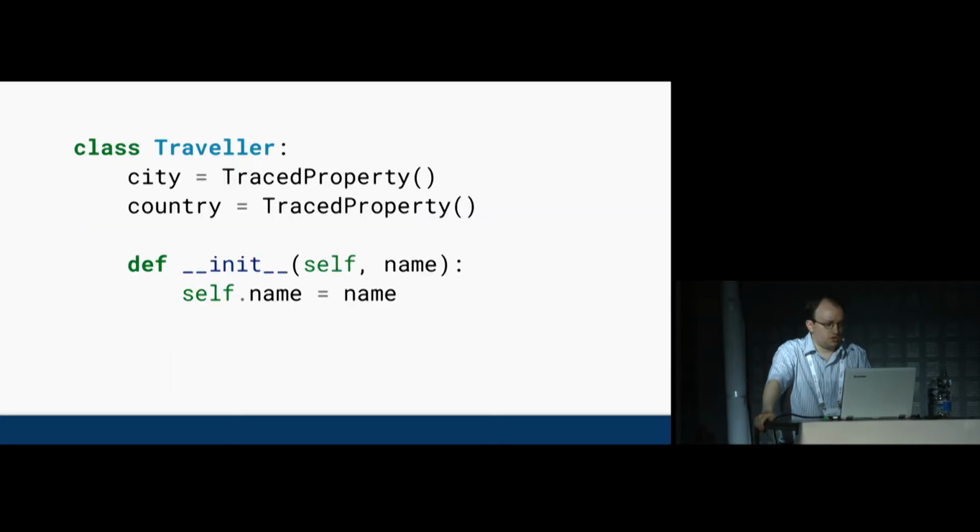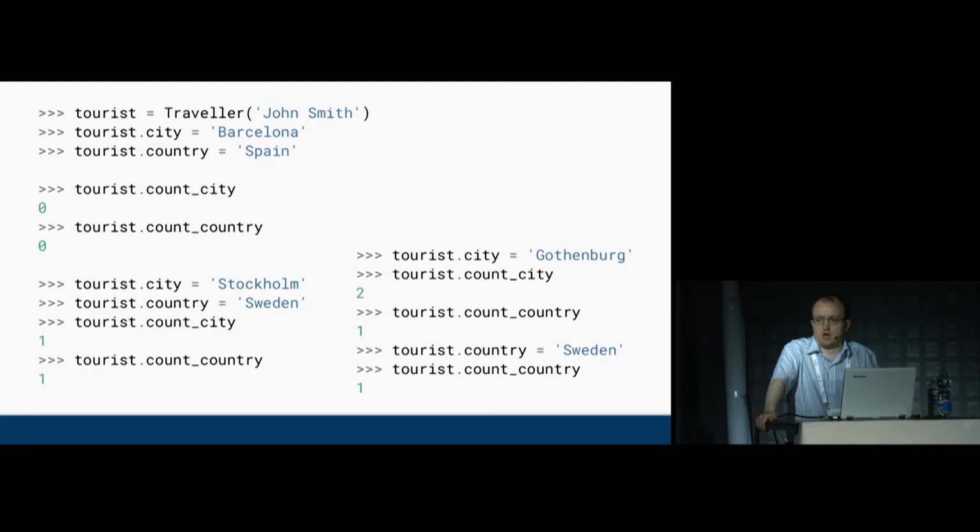So in order to illustrate that, suppose that I have an object that is a tourist or traveler. I'm interested in seeing how many different cities and countries a person has visited. So I'm going to have an object like this, and I'm going to define city and country to be instances of TraceProperty. So when I create one of these objects, and I first set the city, both counters are at 0. And when I change the city to something different, and the country, we know that count_city and count_country are incremented by 1. And the same happens if I try to change something to the same value that it already has.